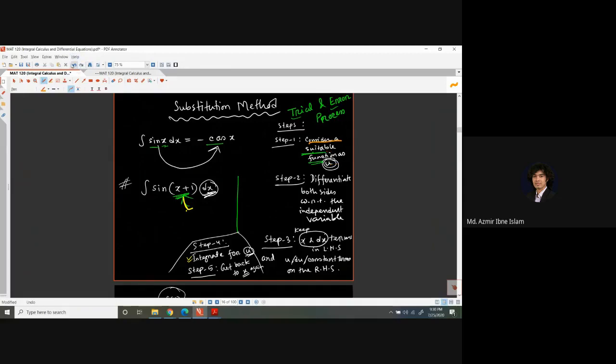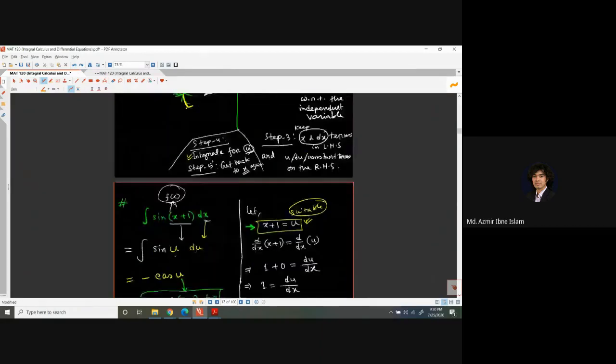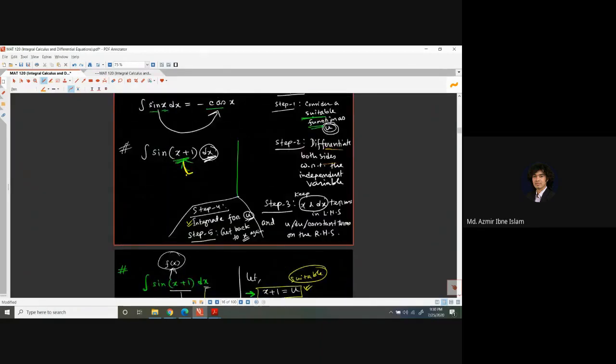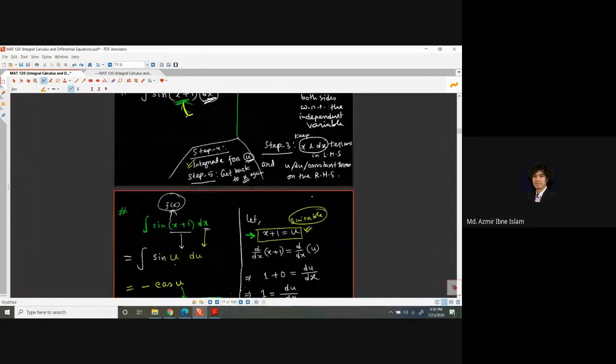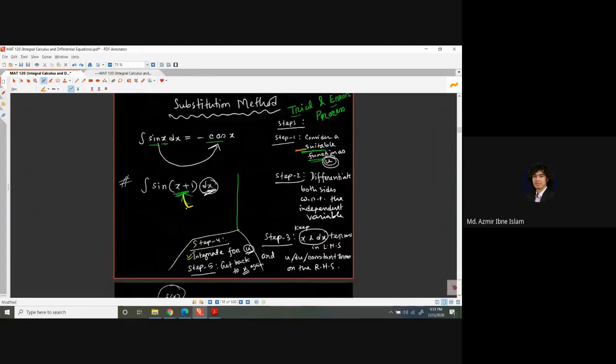Then in step 2, we have to differentiate both sides with respect to the independent variable x. Then we need to keep the x terms and dx terms on the left side and the u and du terms on the right side. Finally, in step 4, we try to solve the integral, and after finding the antiderivative for u, we have to get back to x. So this is called the U-substitution method, but your function should be a suitable function.